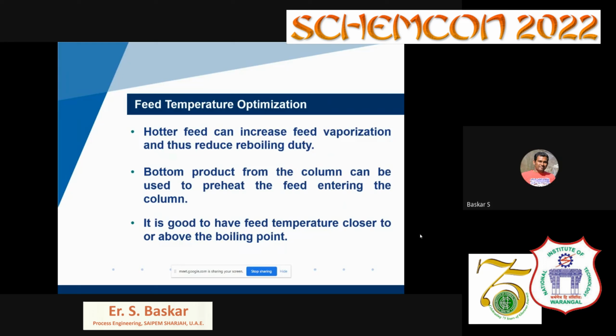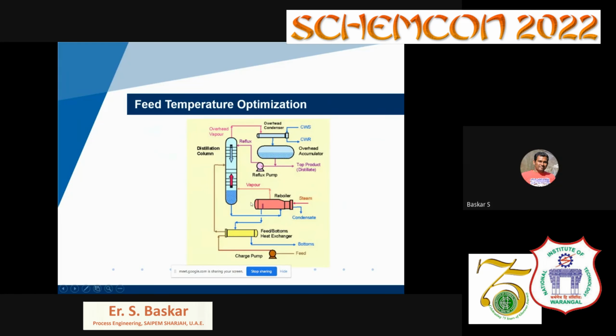Anyway, the bottom product which is coming from the distillation column will be at a higher temperature that can be used to preheat the feed which is entering the column. And what will be the optimum feed temperature? It is good to have a feed temperature which is closer to or above the boiling point of the feed. I can simply explain how it can be done.